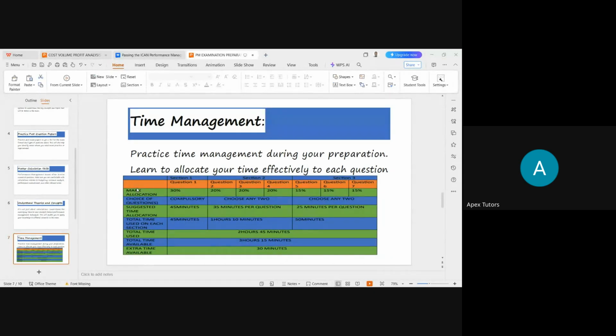It can even be theory. Because when you start the exam on a very good spirit, it will enhance your ability to answer other questions. But when you approach a question, put your hand on your head and say, what is this? You see, it can be very disgusting. So practice time management during your preparation. Learn to allocate your time effectively to each question.